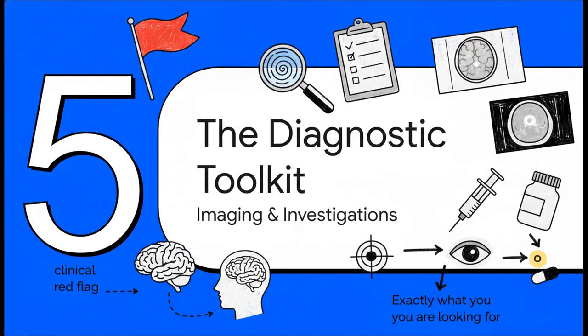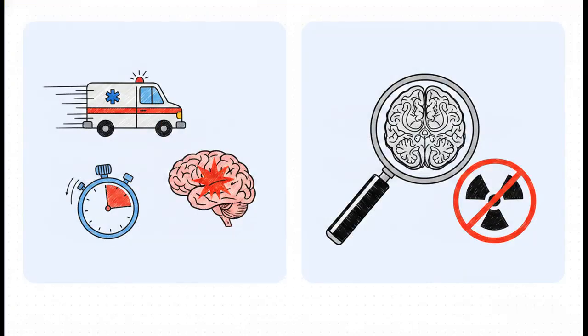Section 5. The Diagnostic Toolkit, Imaging and Investigations. Once your history trips one of those SNOOP 10 red flags, it's time to deploy your diagnostic toolkit. But you know we can't just order every test for every patient. You have to know exactly what you're hunting for. Your choice of imaging depends entirely on diagnostic urgency.